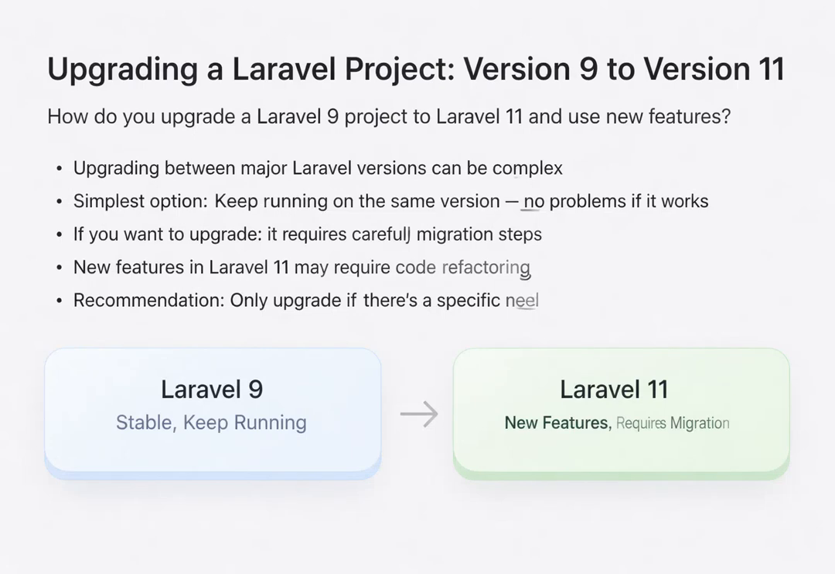A student asked a great technical question. If you build a project in Laravel 9, how do you migrate it to Laravel 11 and take advantage of the new features? The honest answer is that upgrading between major versions is genuinely tricky. If your project is working fine on Laravel 9, the simplest advice is to just keep it running on that version. There's no problem with that. If you do want to upgrade, it requires careful migration steps and potentially refactoring parts of your code to work with the new structure. The recommendation is to only upgrade if you have a specific reason to do so.